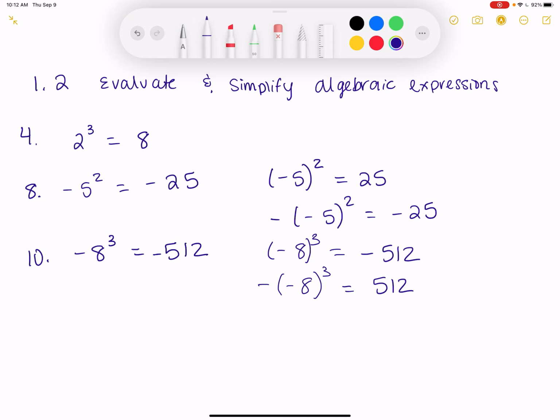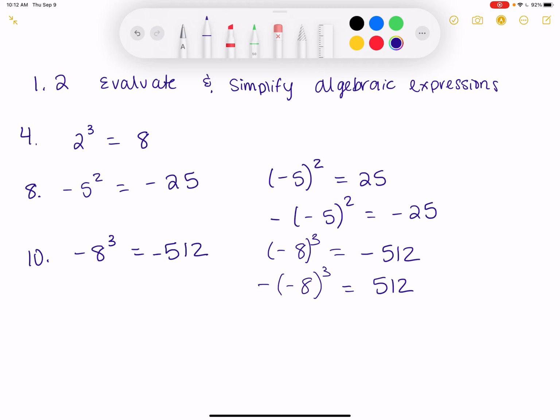Okay. And that is a very common mistake that I see made. With these ones, obviously it's going to hurt you because it's giving you a wrong answer, but when you get to problems where you're combining everything, if you're not paying attention to how the negatives are in there, it can really throw off your final answer when you're solving equations and stuff.